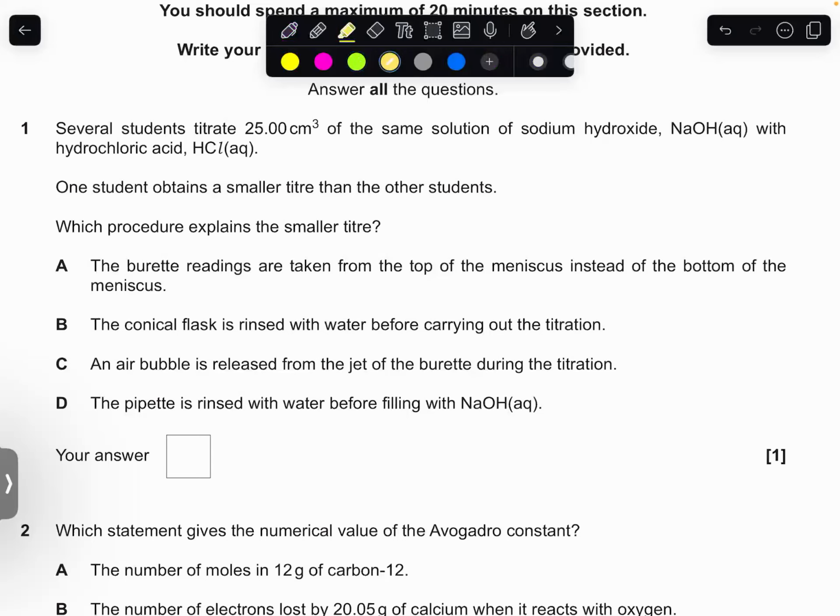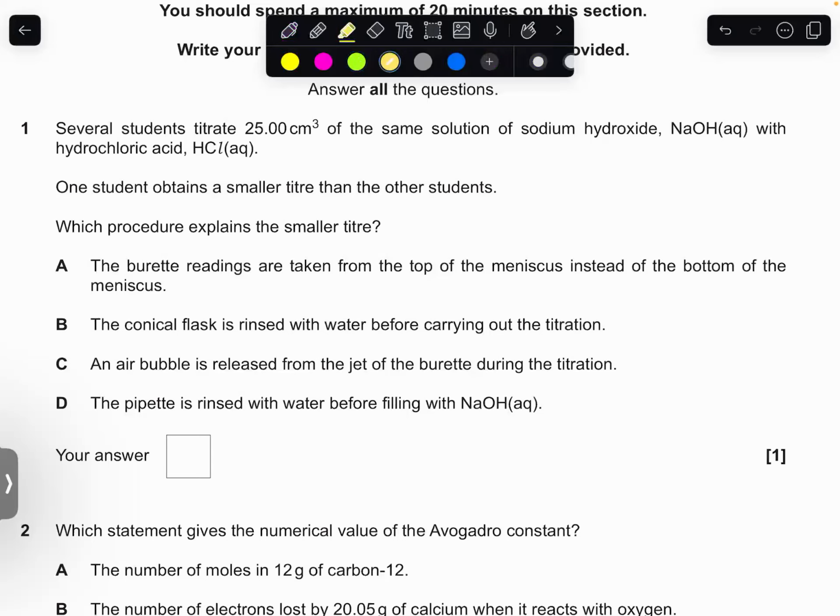An air bubble is released from the jet of the burette during the titration. You see, if an air bubble is in the jet of the burette, it means that you're going to get a larger than actual value of your titer, a larger value, not a smaller. So this rules out C. Process of elimination, it will be D.